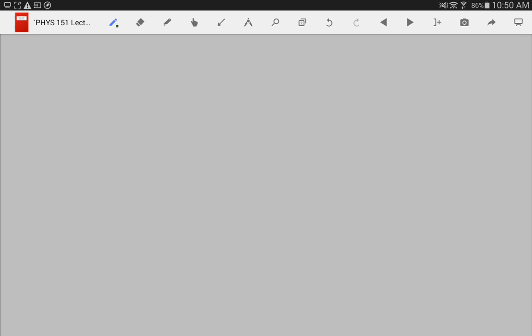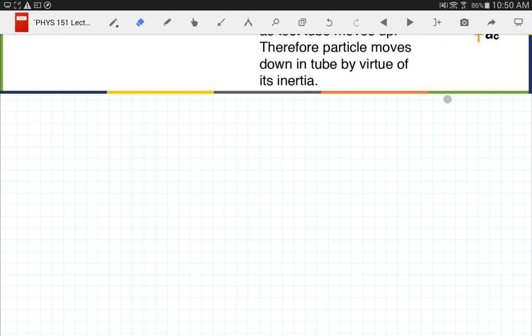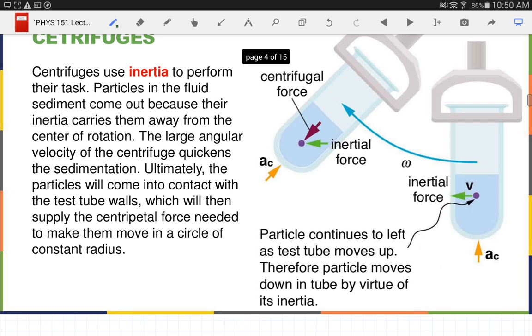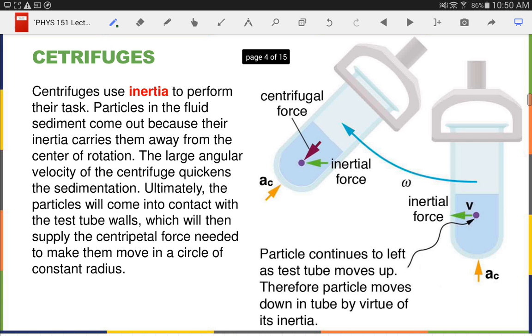All right, I believe I have another clicker question here then. Nope, not yet. I have this about the centrifuge. The reason I have the centrifuge repeated is because people often get confused between a fictitious force and what's going on here. So what's a fictitious force?